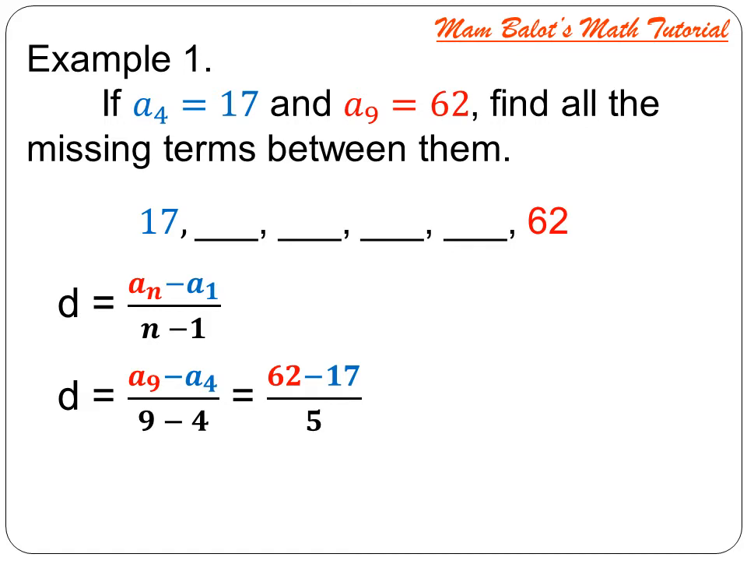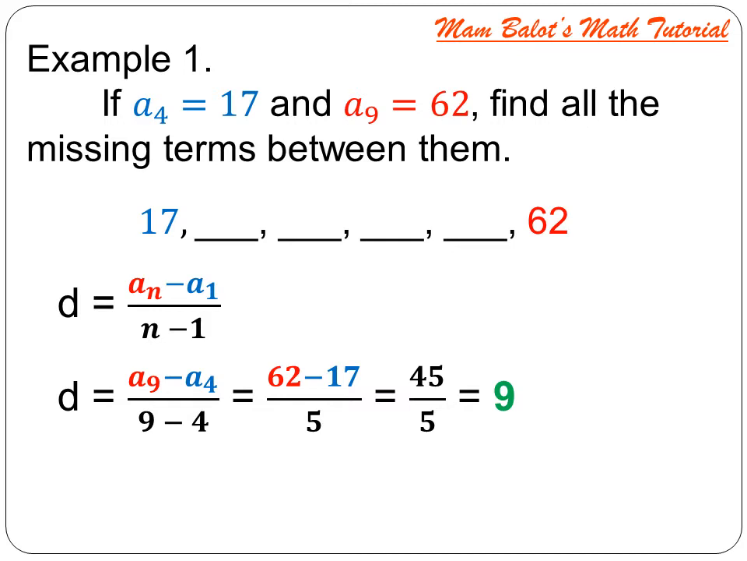And if we substitute now the 4th and the 9th term, that becomes 62 minus 17 over 5. And if we subtract 62 and 17, that is now equal to 45. So 45 divided by 5 is equal to 9. So 9 is the common difference of this arithmetic sequence.